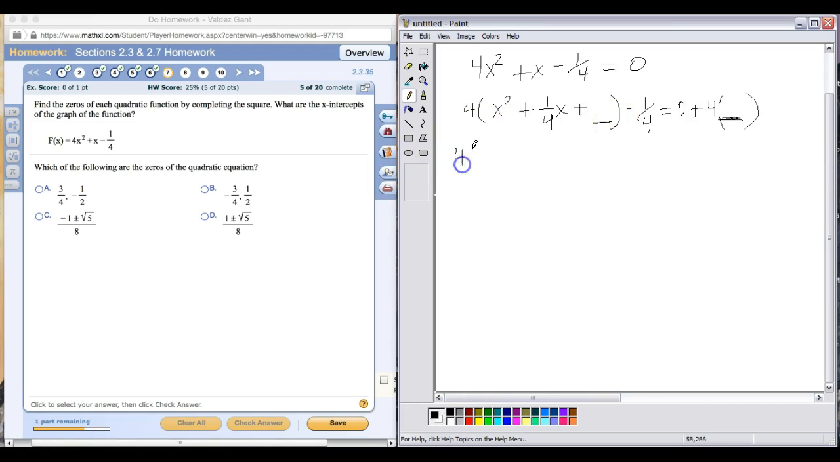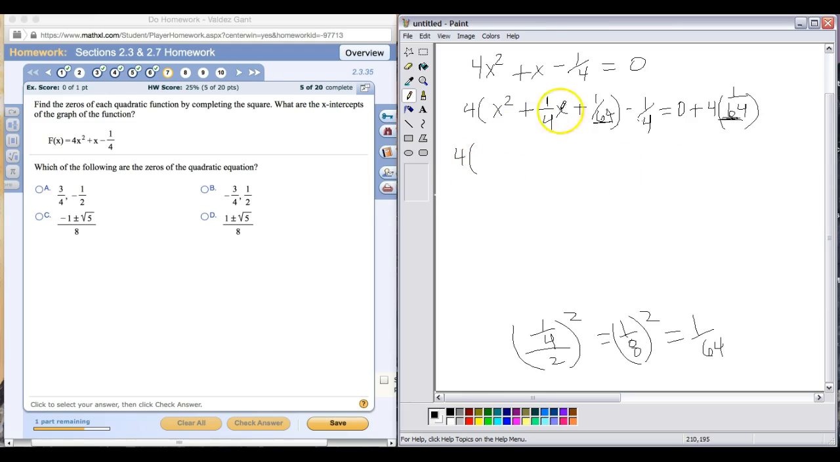Now from this point, I see that my b is going to be 1/4. If I take 1/4 and divide it by 2 and square it, I'm going to have 1/8 squared, which is 1/64. So that's what I'm going to put here, 1/64, and that's what I'm going to put here, 1/64.